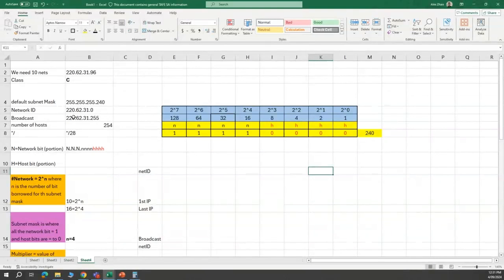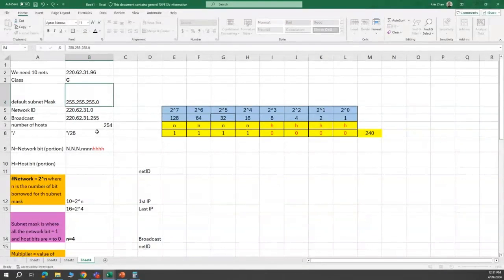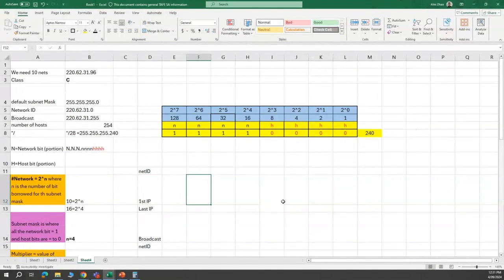We've worked that out now. That's the new information. Okay, so that's the new subnet mask. Sorry, I shouldn't have changed that, but /0. But the new subnet mask is going to be /28, which is equal to 255.255.255.240. All right, that's the new information really now.